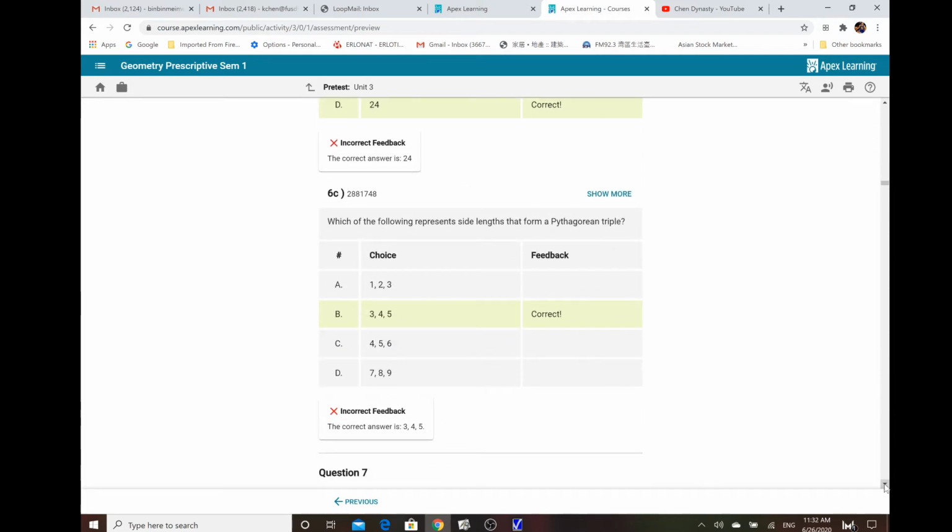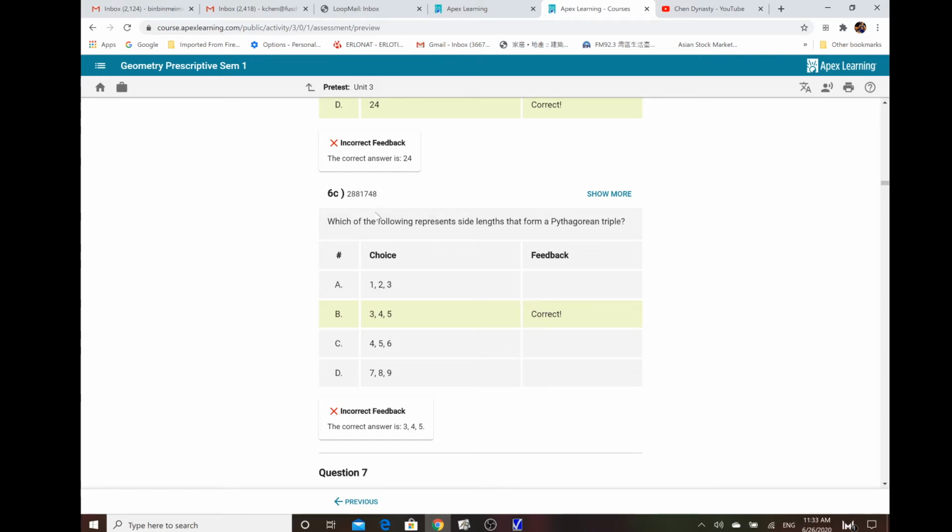And then 3, 4, 5, that's one of those Pythagorean triples. Not 1, 2, 3, because this one doesn't satisfy the Pythagorean theorem. 4, 5, 6, also doesn't satisfy a squared plus b squared equals c squared. If you plug in the numbers, both sides are different.